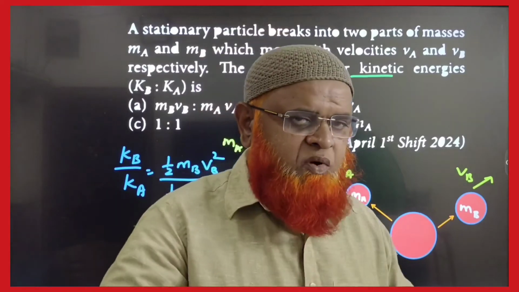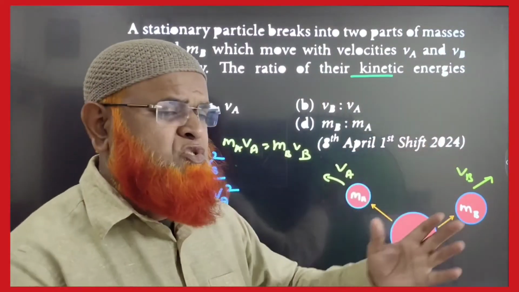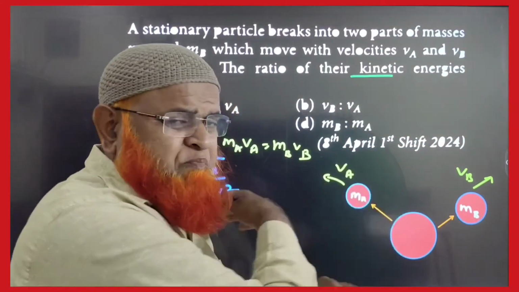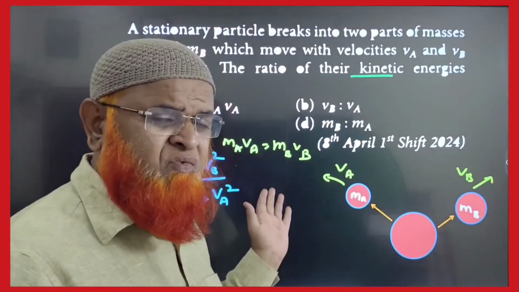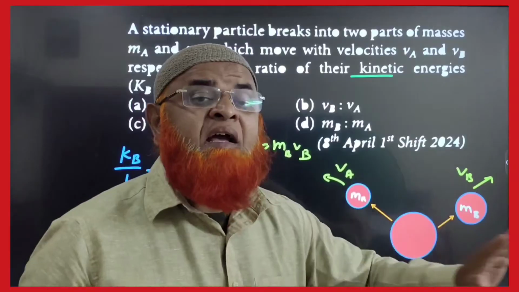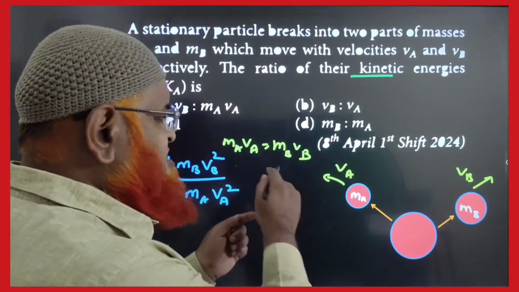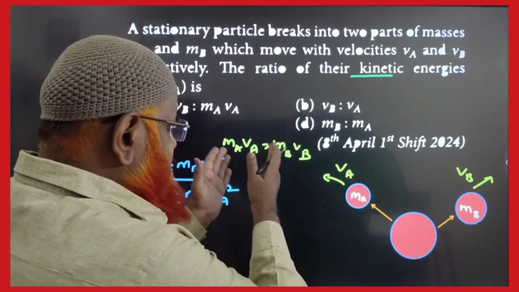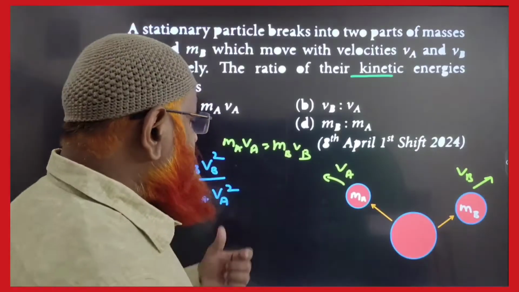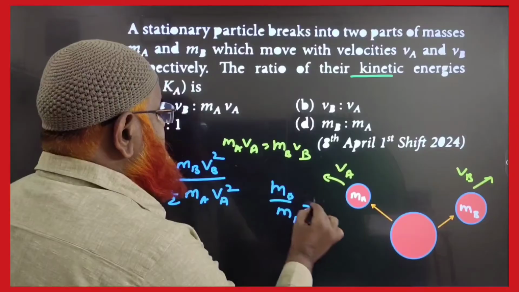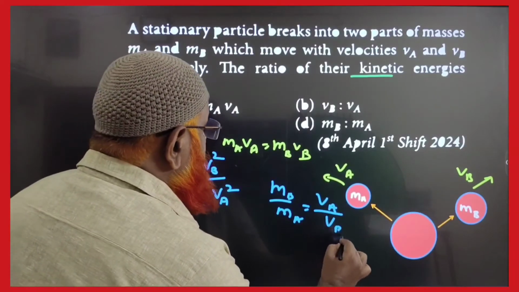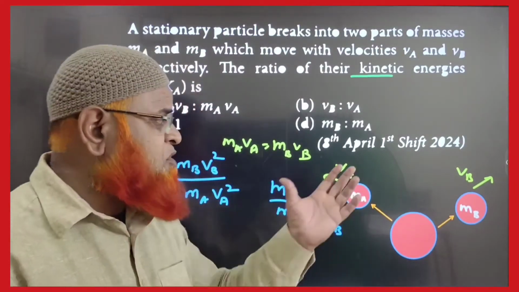That's it. My dear students, this is a previous year question asked in JEE Mains 2024. A particle blast breaks into 2 pieces. These 2 pieces move in the opposite direction with velocities Vb and Va, having masses Ma and Mb. Then in such cases, conservation of momentum takes place. That means Ma Va is equal to Mb Vb. What I am going to do here, I can write now Mb by Ma is equal to Va by Vb. This is the concept which we get from conservation of momentum.